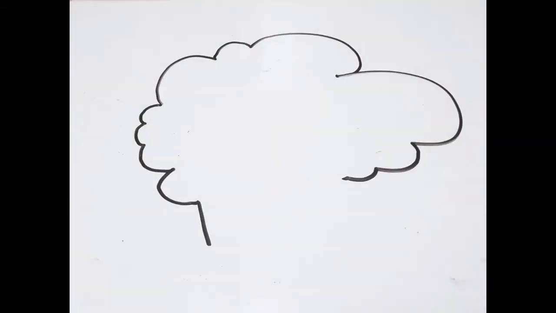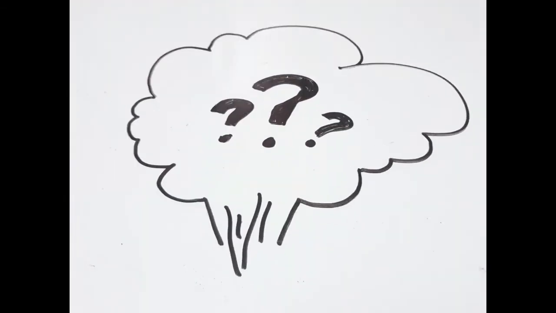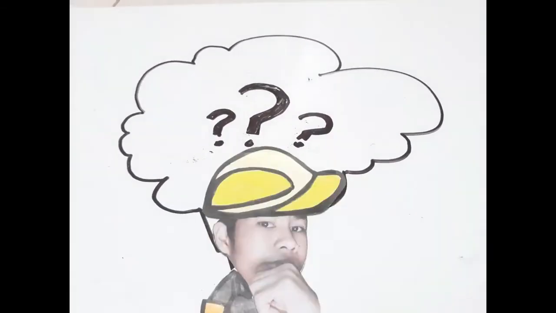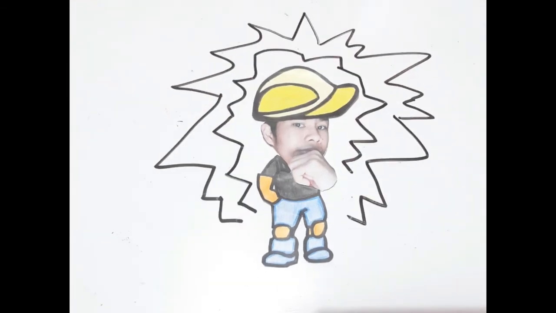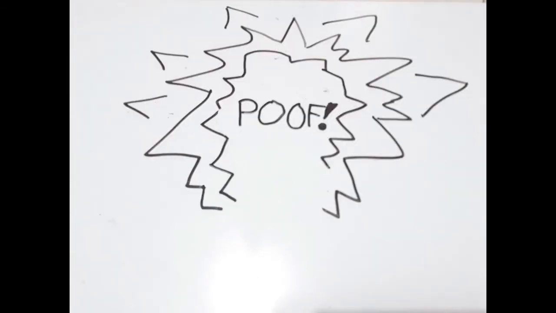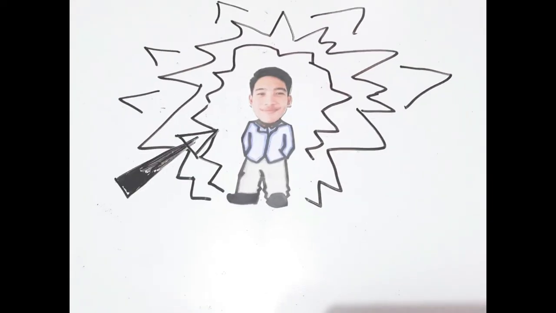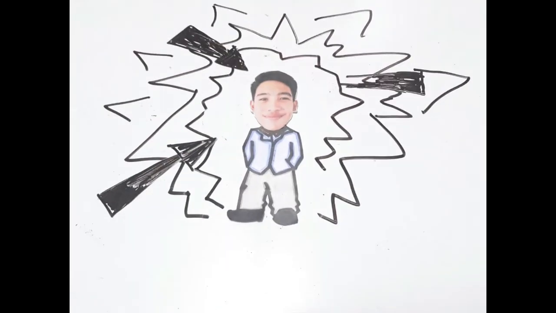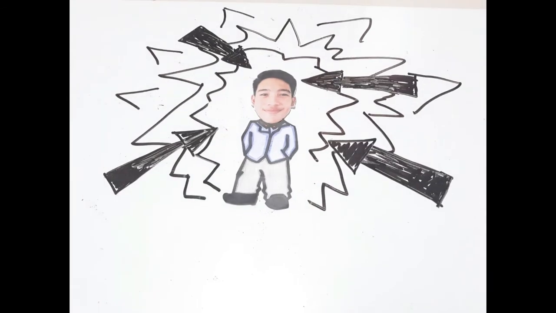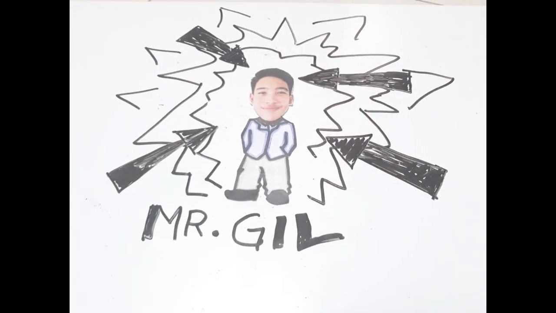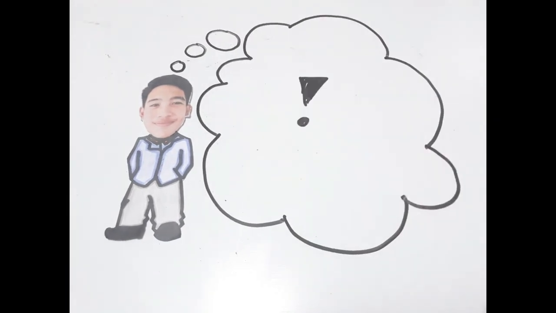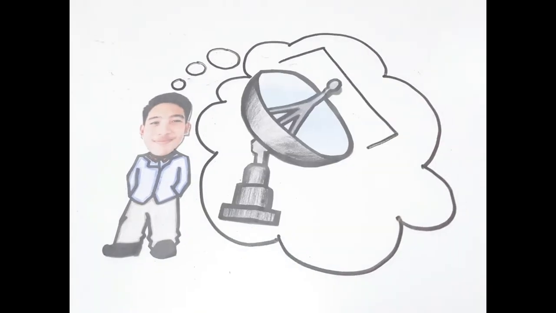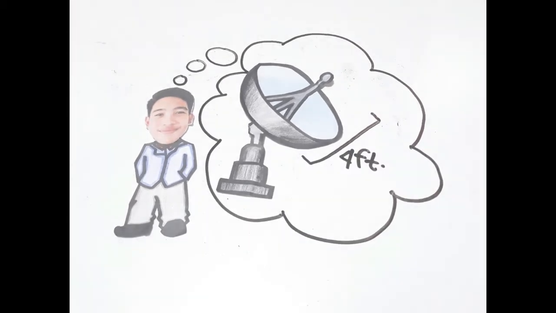The problem started when an aerospace engineer, Sherwin Pakibot, was given a task by a rich young man named Mr. Hill. "I want a satellite dish which is 15 feet wide and the depth is 4 feet."